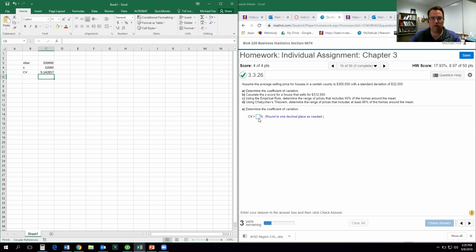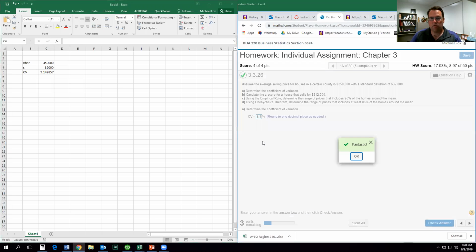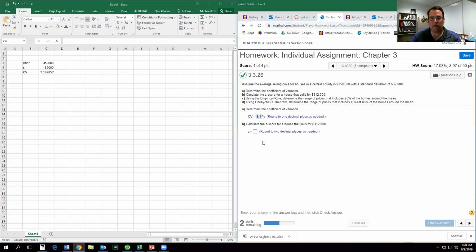So in this case, 9.1. So that part's pretty easy. Most people have been able to figure that one out.